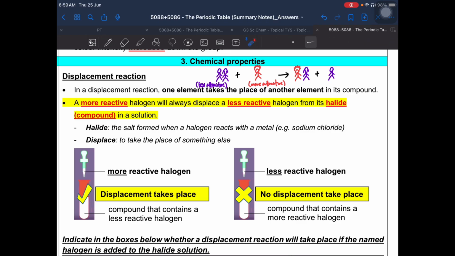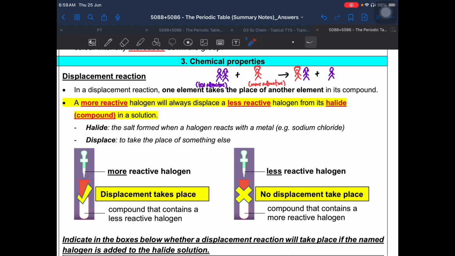It's essentially a case whereby you have a couple and then you have an individual that comes along, but this individual can be compared to one of the partners within this relationship, and there's a difference in terms of the attractiveness, and then there can be a swap, right? And what this shows is that what must be present is one must take the place of another in a compound or in a relationship. And how do we recognize that? A more reactive halogen will displace a less reactive halogen from its halide compound in a solution.